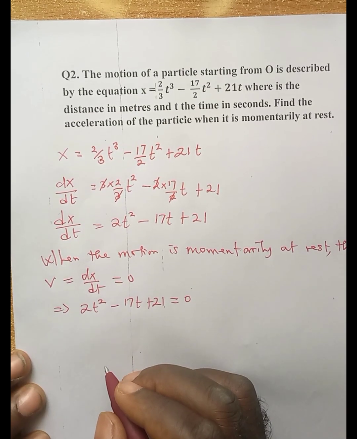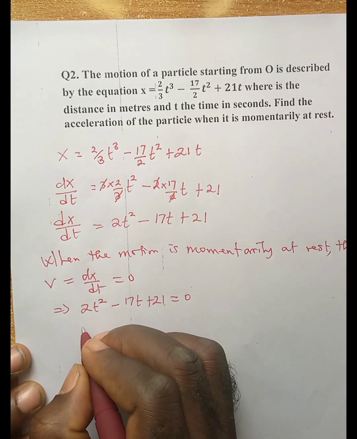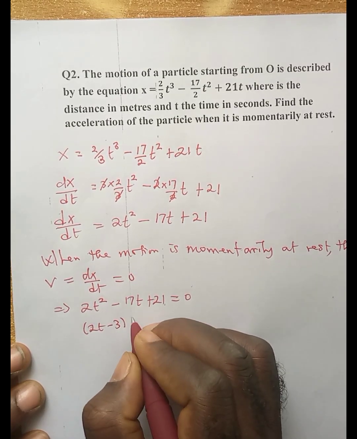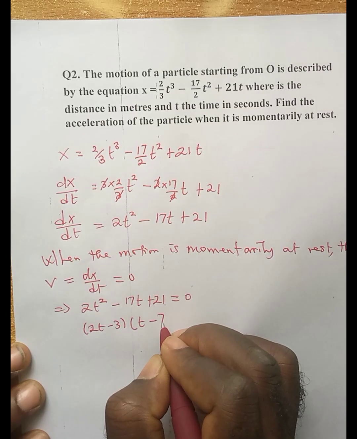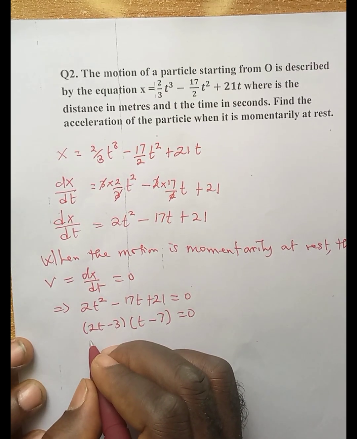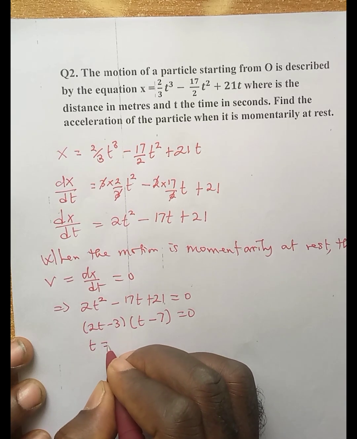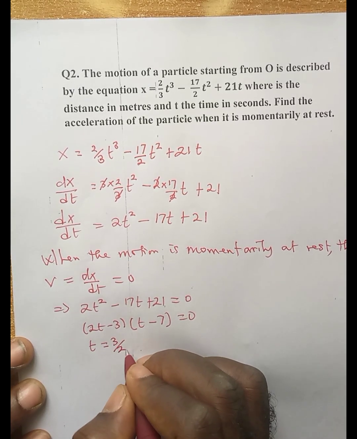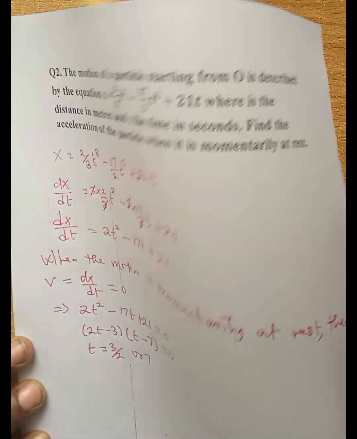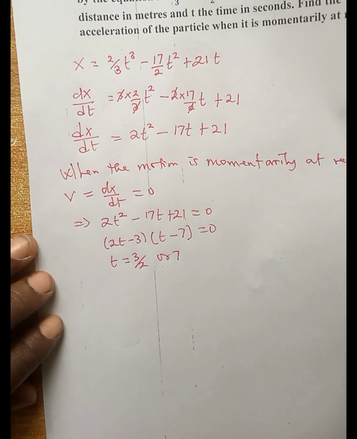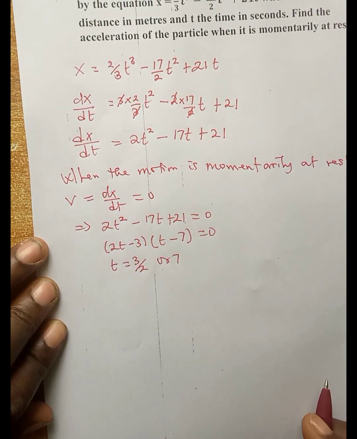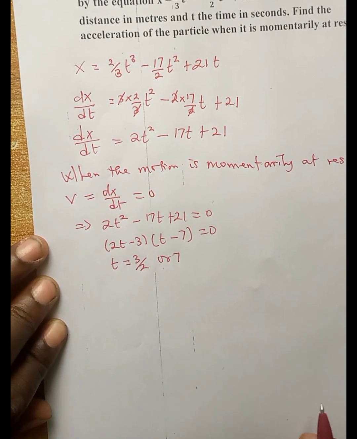This is a quadratic equation. When we factorize this, we are going to have (2t minus 3) into (t minus 7). Then we equate it to 0. Then here we are going to have our t to be equal to 3 over 2 or 7. Now let's keep this and differentiate this velocity function with respect to time to get our acceleration function.